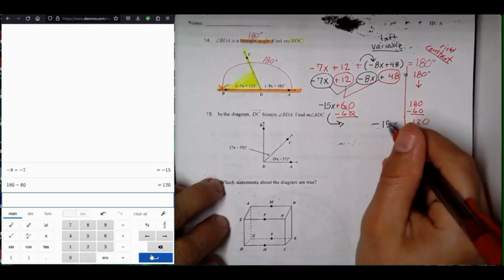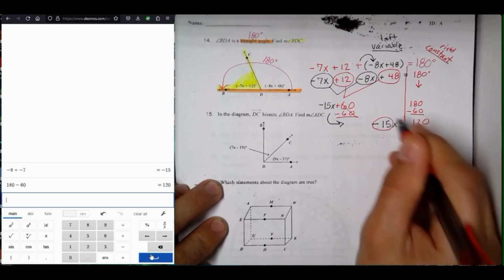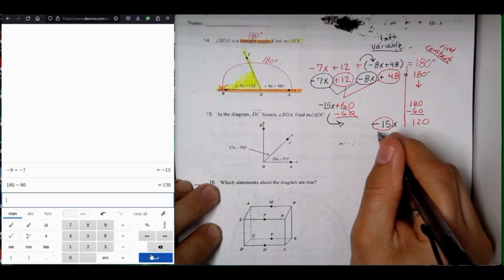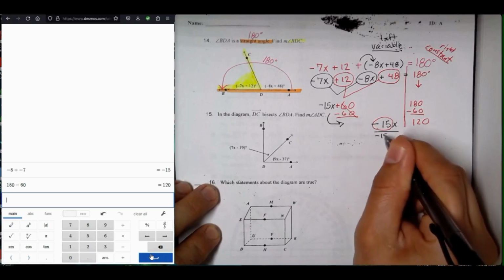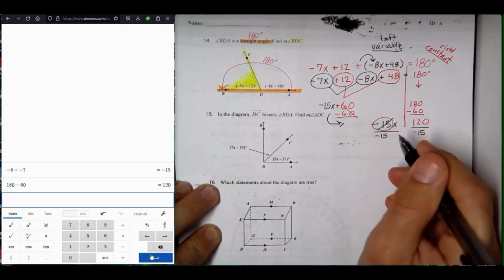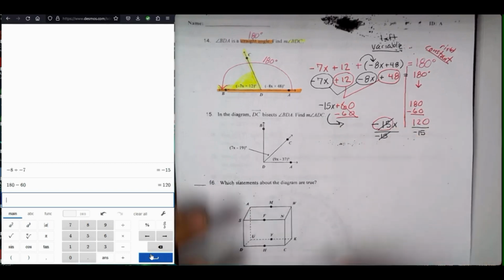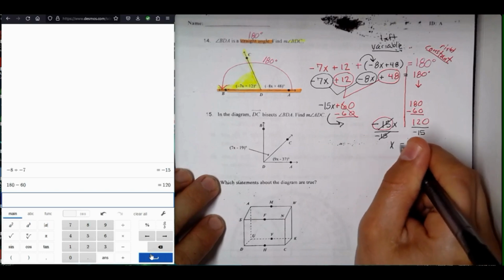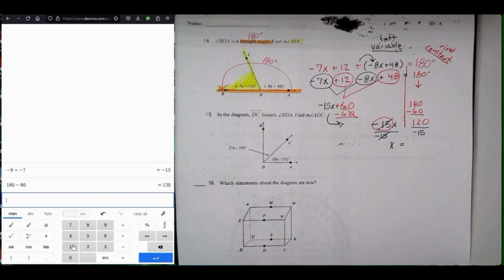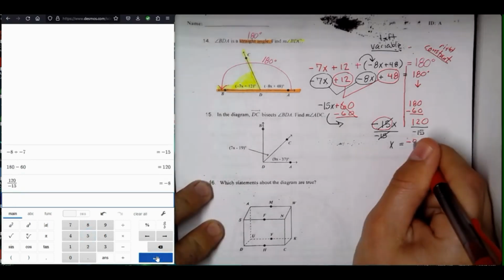Now my next step is I want to get rid of this coefficient in front of x. We want a coefficient of positive 1. So the way I get rid of that negative 15 is I have to divide it out. And I must divide it out on both sides. So I'm going to cross it out. Anything divided into itself is 1, so I'm just left with x is equal to, and I'm going to see how many times can negative 15 go into 120. So I'm going to type in 120 divided by negative 15, and that's going to give me negative 8. So I know my x value is negative 8.